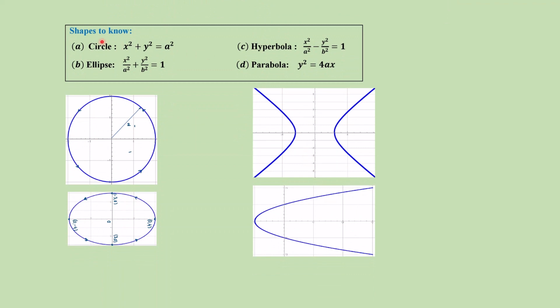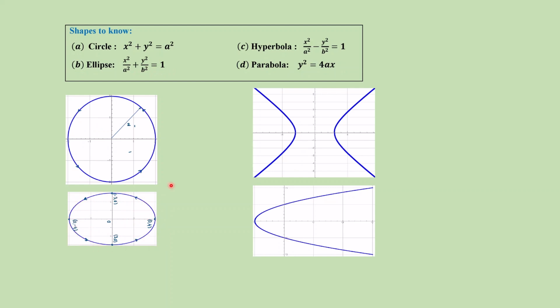Now, it's better to know the shapes. For a circle, it is x squared plus y squared equals a squared, where a is the radius and its center is 0, 0. And if its center is another point like (a, b), then it would be (x minus a) squared plus (y minus b) squared equals r squared, where r is the radius. And this is the shape of a circle. And the equation of an ellipse is x squared over a squared plus y squared over b squared equals 1. And this is the shape of an ellipse.